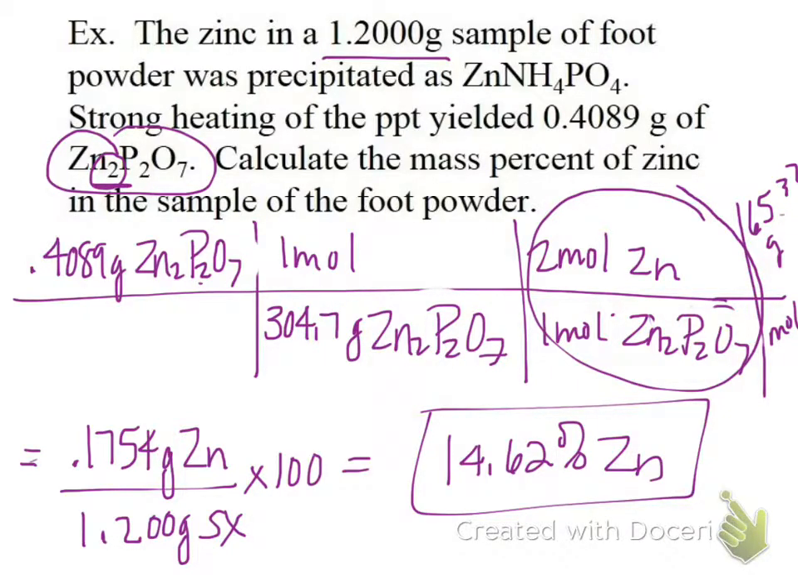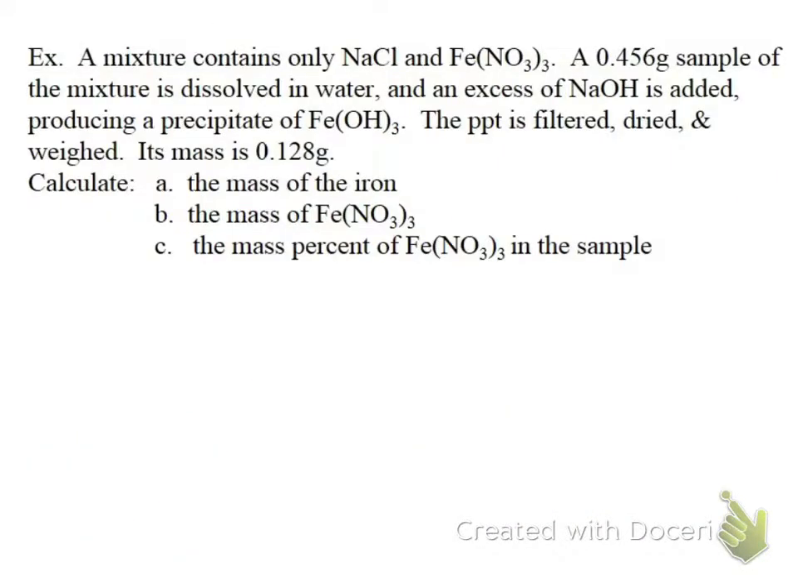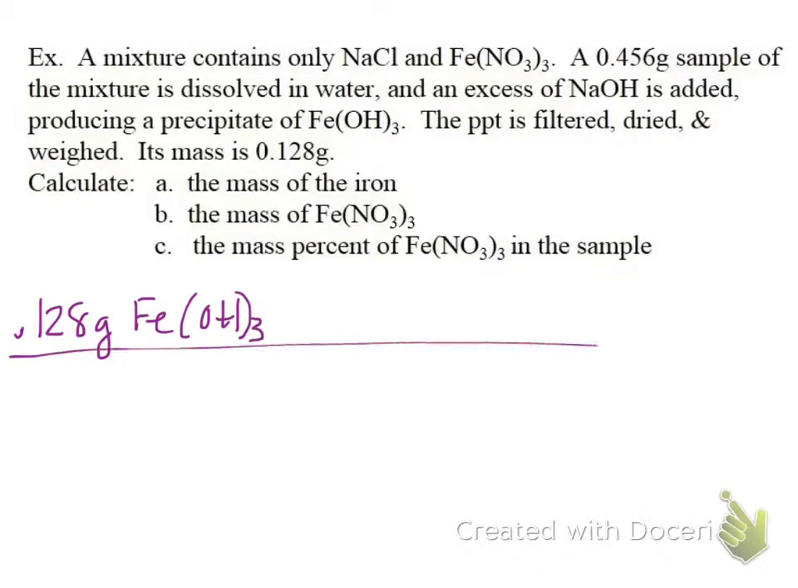Got it? Okay. In the next problem, it says a mixture of sodium chloride and iron(III) nitrate is mixed together, and it's filtered and dried, and its mass is 0.125. So it wants to know, first of all, the mass of the iron. Okay, so if we have 1.28 grams of iron(III) hydroxide, molar mass is 106.9.